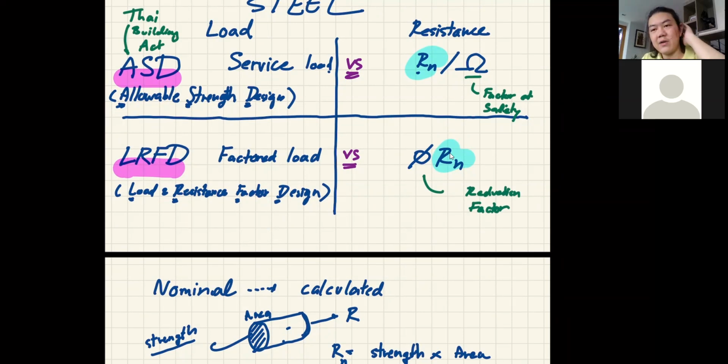So if you have to abide by the law, for example, if you are working with buildings owned by the government, you need to make sure that you follow this Thai Building Act, which states only the ASD load for the steel structure. Therefore you automatically have to compare the forces analyzed from the service load with the resistance based on ASD. And predominantly in this class, I will try to adhere to this. Okay.